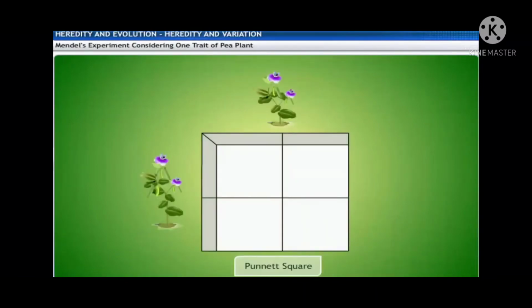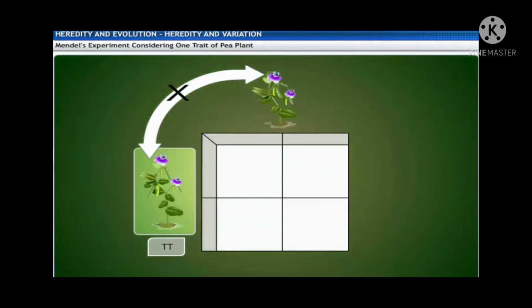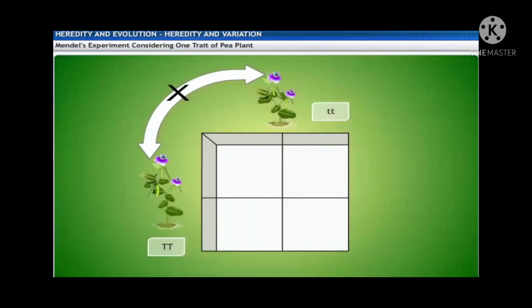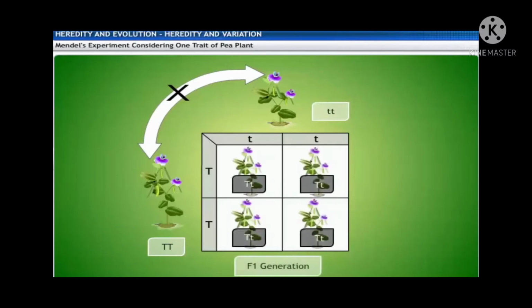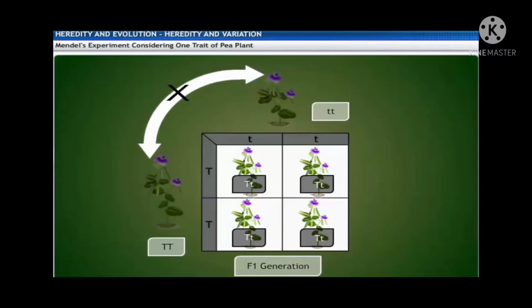The Punnett square shows a cross between parental tall TT and dwarf tt plants. The gametes produced by them are T and t, and the F1 generation has all Tt progeny. In first generation or F1 progeny, all of the plants were tall.